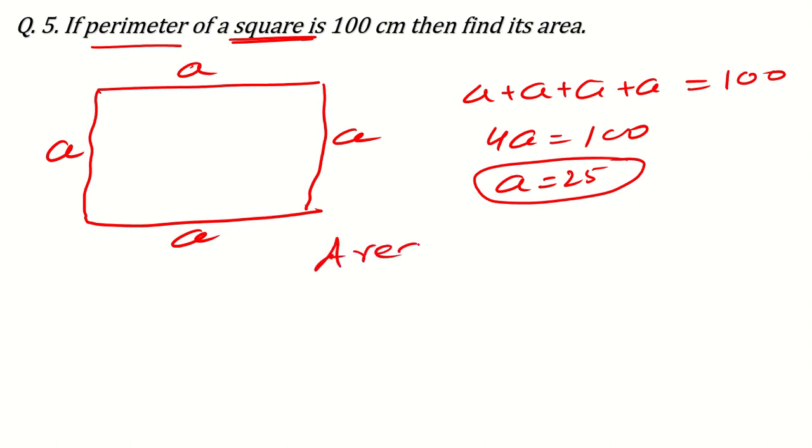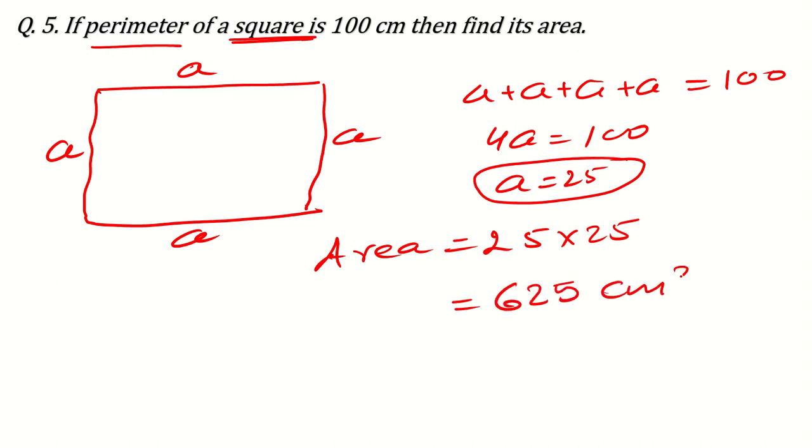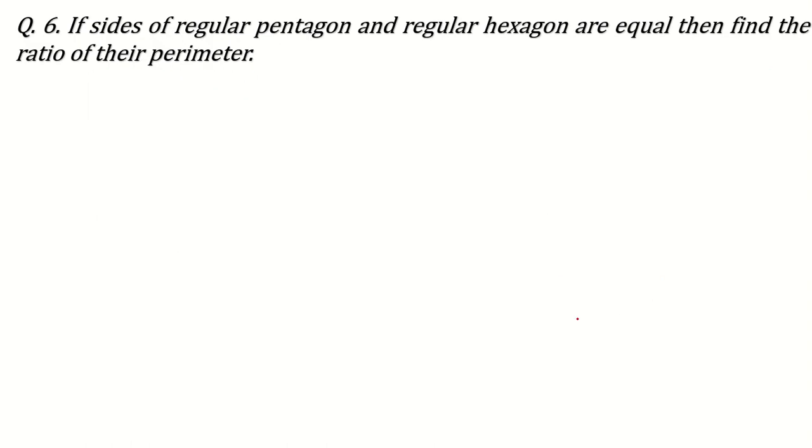So what will be the area of the square then? Side multiply by side means 625 centimeter square.